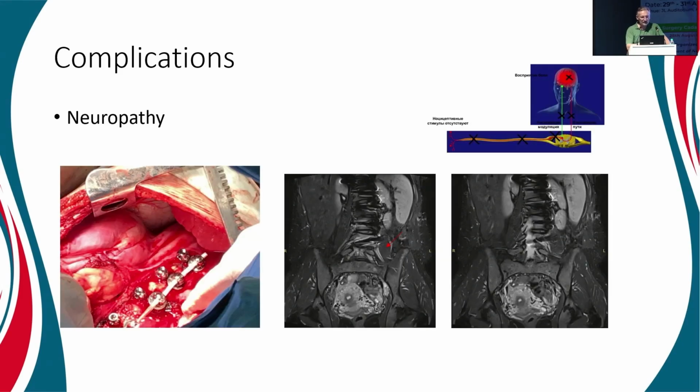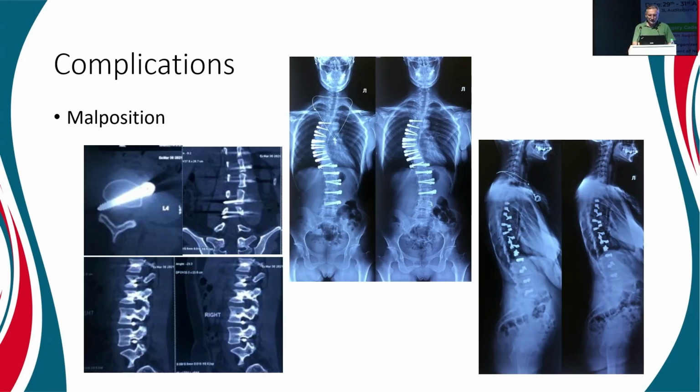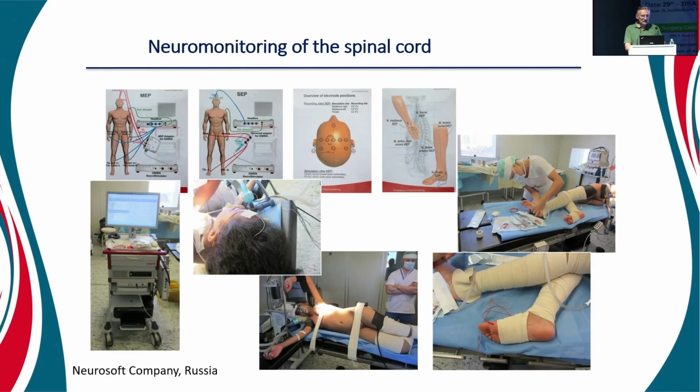I performed revision surgery on patients with lumbar spine correction with neuropathy syndrome. Removed one screw because the head of the screw made compression of the nerve root. And you can see malposition of the screw, which needed revision surgery too. In all cases, we should do neuromonitoring, especially in lumbar spine.